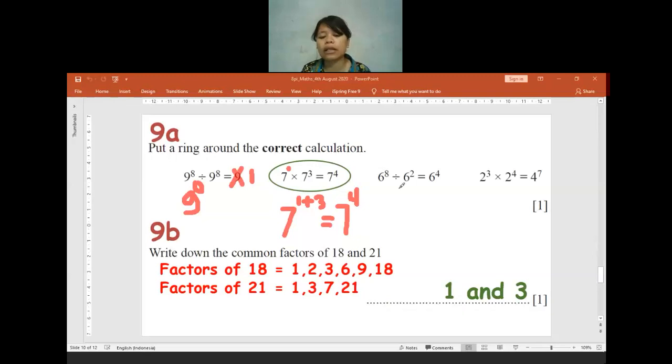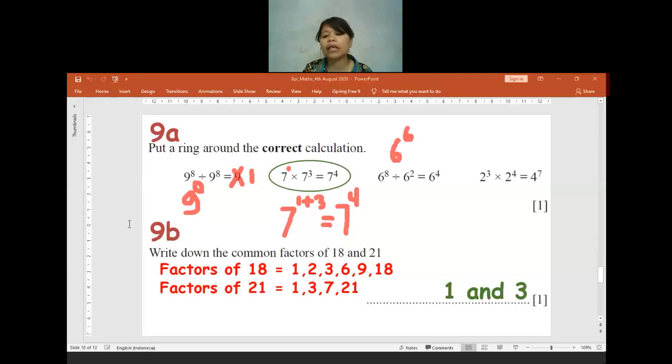Now for the other equation in here, 6 to the power of 8 divided by 6 to the power of 2. When it is division using indices, we will subtract the power. We will not divide the power. We will subtract the power. So it will be 6 to the power of 6, not 6 to the power of 4. If you ask me, teacher, why is it not 6 to the power of 4?